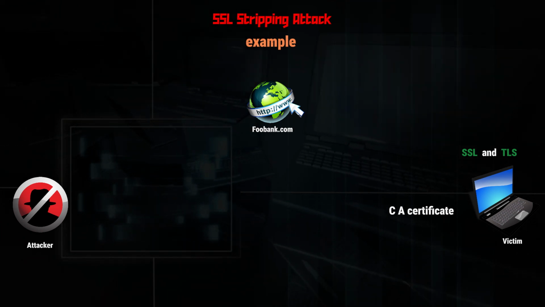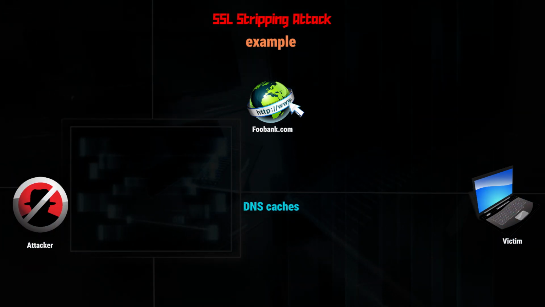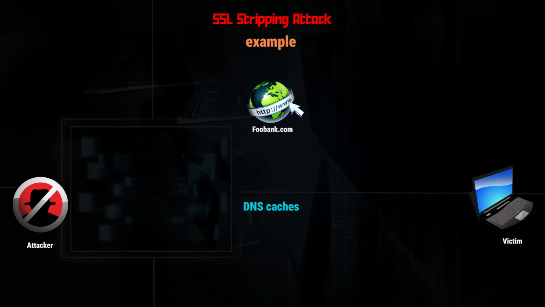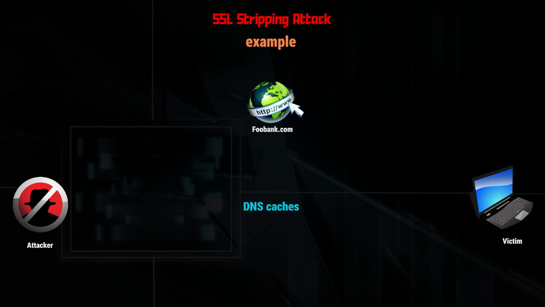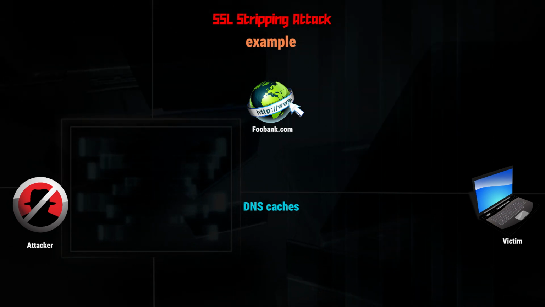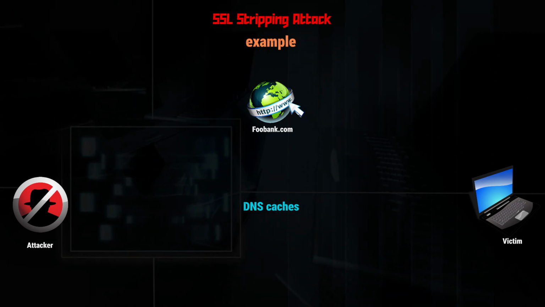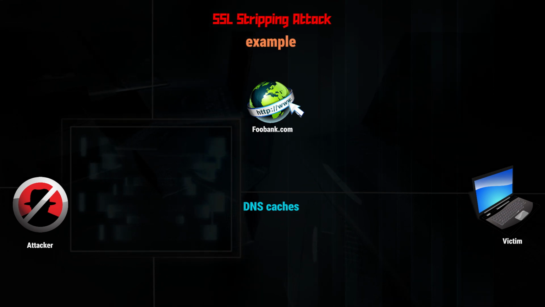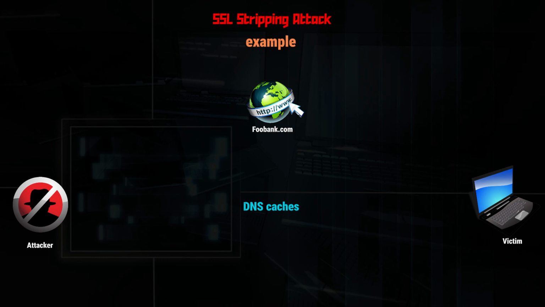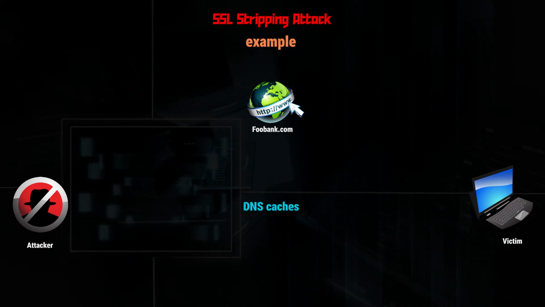Step 3. Your computer is configured to use the DNS caches of your local provider. The hacker performs a DNS cache poisoning, DNS spoofing, attack against your provider's DNS cache servers, causing your computer's local cache to store the hacker's IP address as the IP of foodbank.com. Until this information expires in your local cache, you will be connecting to the hacker-controlled IP address every time you try to visit foodbank.com in your browser.